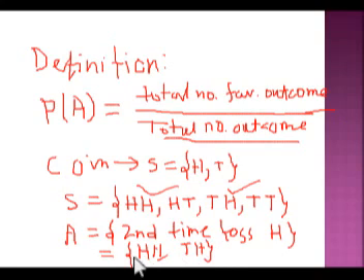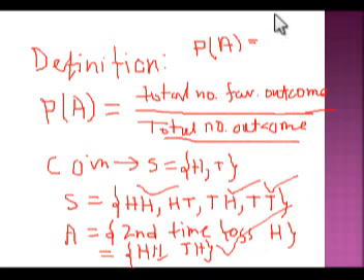So what is the probability of A? The probability of A is very easily calculated by this definition. The total number of favorable outcomes is 2 and the total number of outcomes is 4. So 2 by 4, and the ratio is 1 by 2. It is clear now through this example what the probability of an intended incident is.